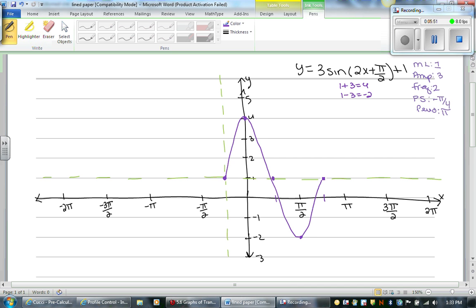Now, some of you may be wondering why it didn't end at pi. Remember, what we did is we shifted it to the left, pi over 4. So that's why it doesn't look like it's ending at pi, but it did take pi units to get one full curve. We're going to follow that same trend now. This is going to spike up, come back down to 0, bottom out, back to 0, and then spike back up.